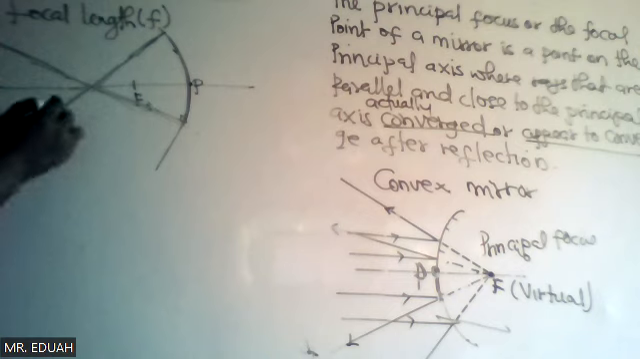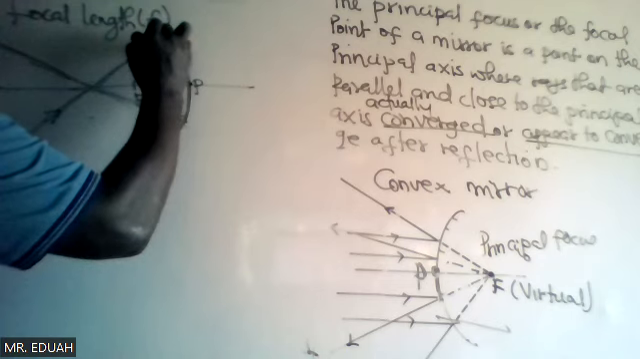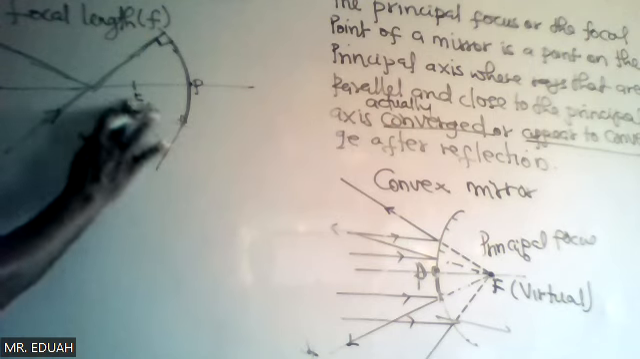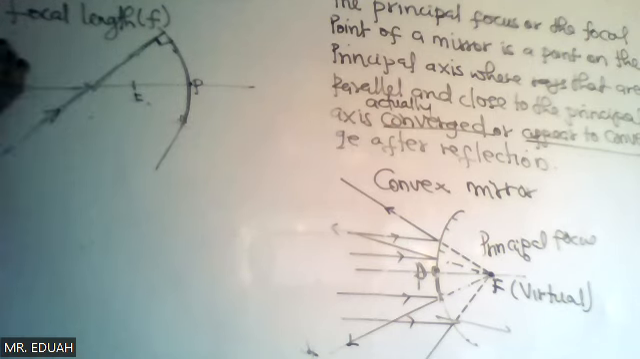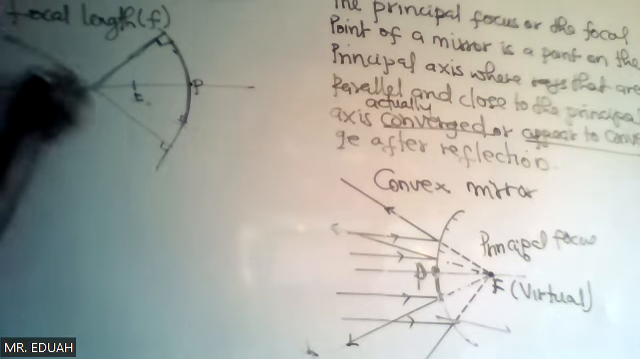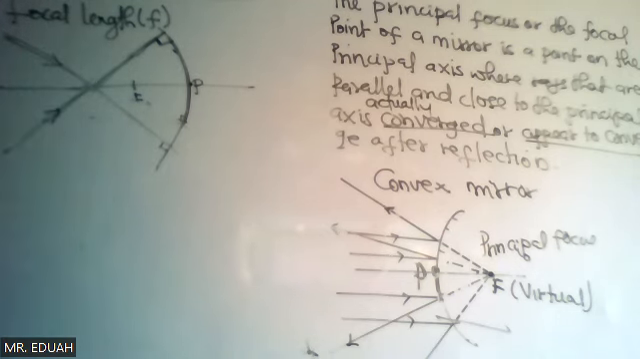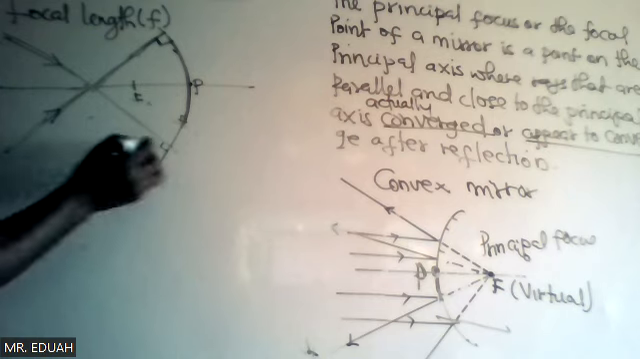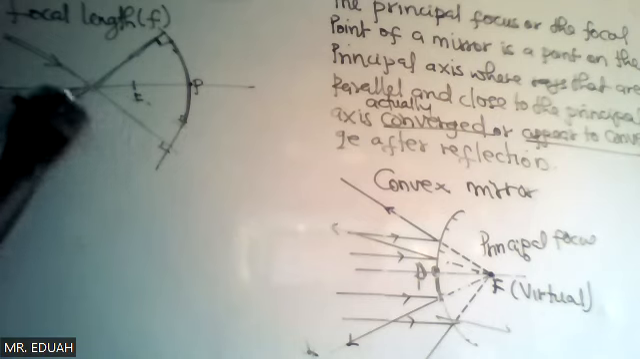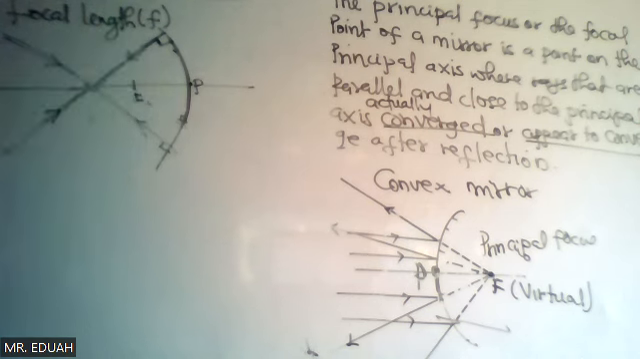Irrespective of wherever the ray is coming from, if it hits or is incident on the mirror at 90 degrees, I said no matter where the ray is coming from, the important condition is that the ray must hit the mirror at 90 degrees. So this is perpendicular. If the ray hits the mirror at 90, it will be incident and reflect along the same path.